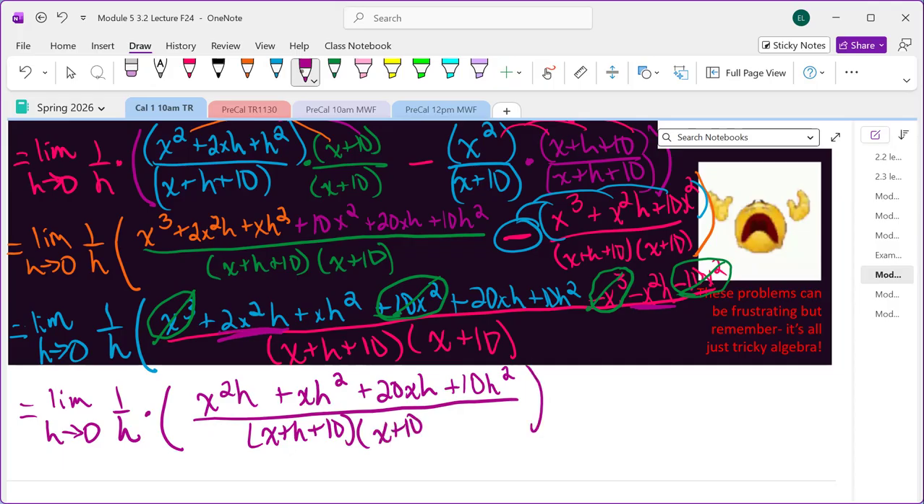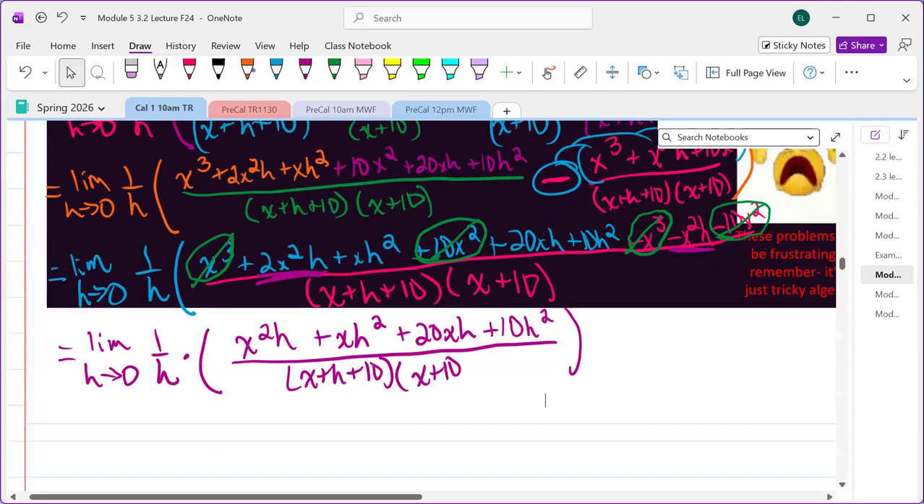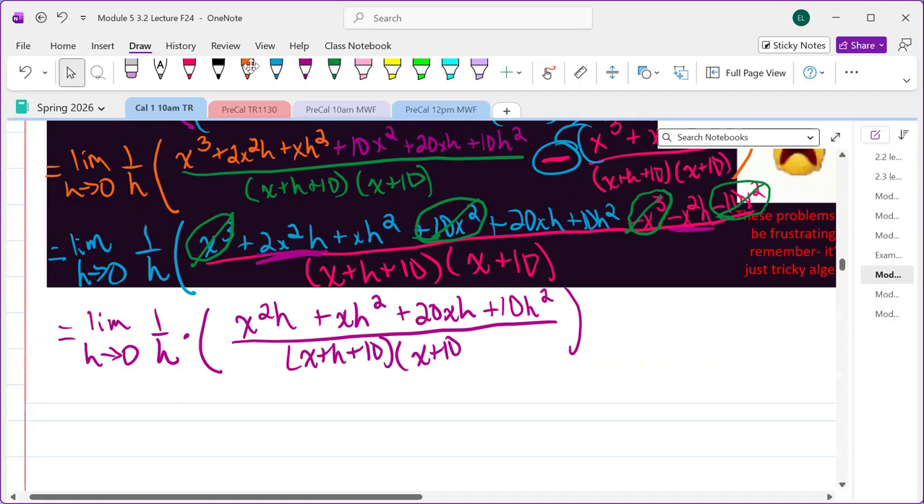Everything on top has an h. I'm going to be a little lazy because we've written so much. So that h cancels. That one's going to become an h to the first. That h cancels. That's going to become an h to the first. Now that I've canceled the h, now I can substitute in the limit as h approaches 0.